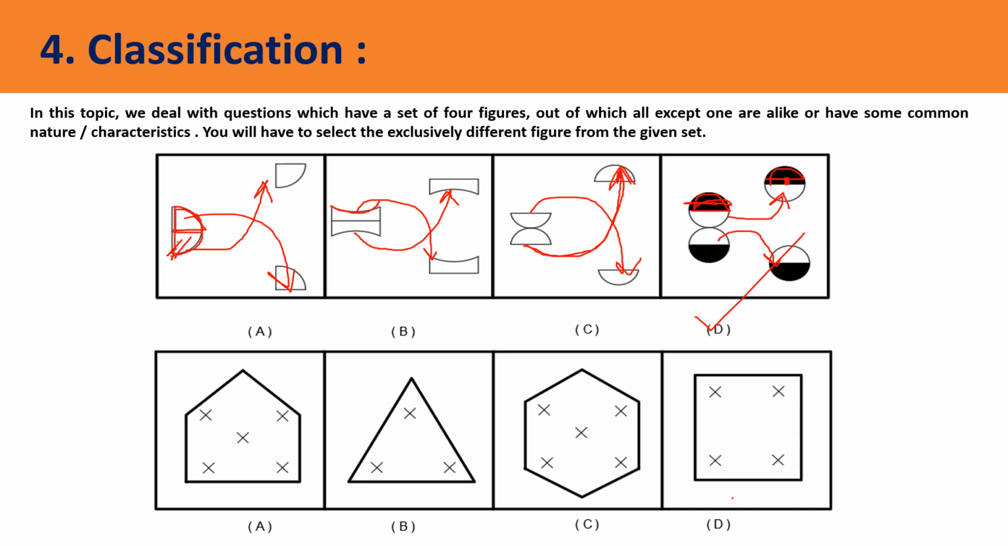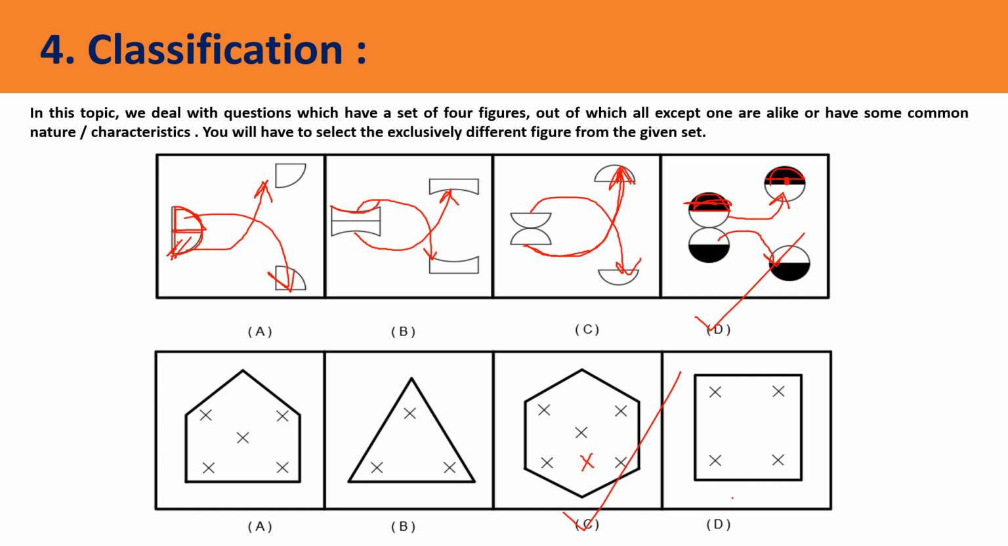In the pentagon they have given 5 cross marks for 5 sides. Then they have given 3 in the triangle, which is also okay. Then in C they have given a hexagon and 5 marks, so it should have been 6 cross marks. So C is the incorrect answer.